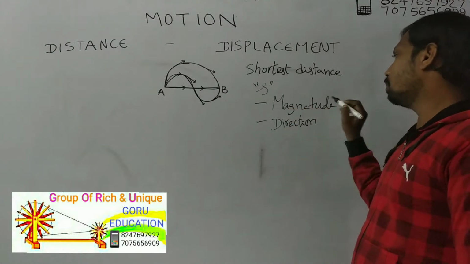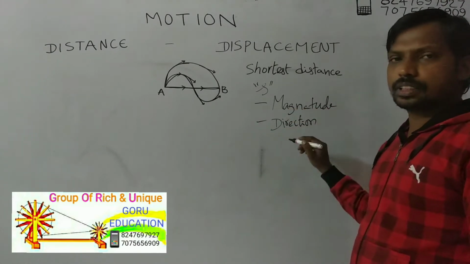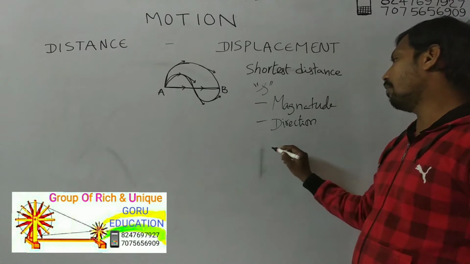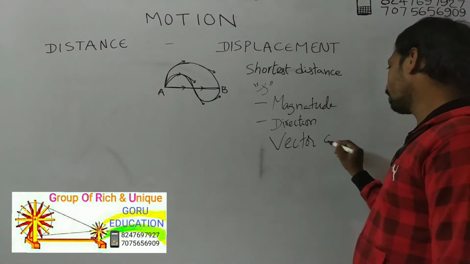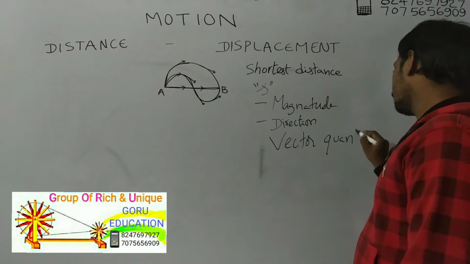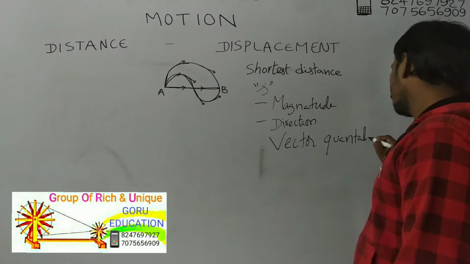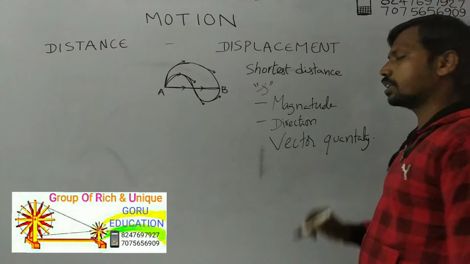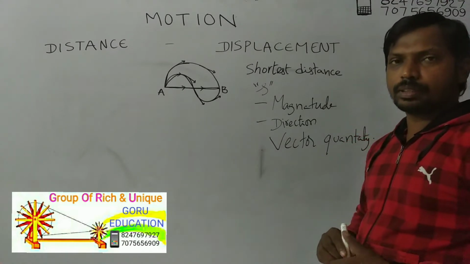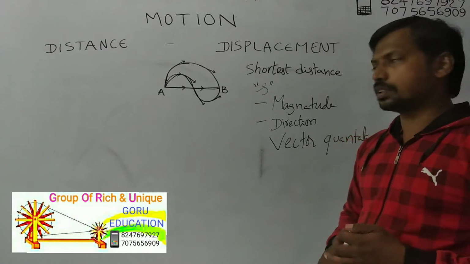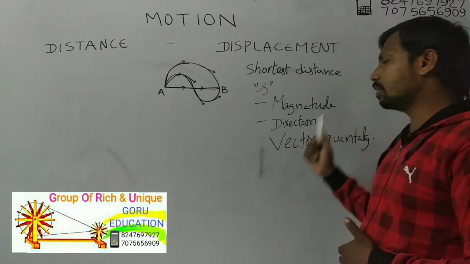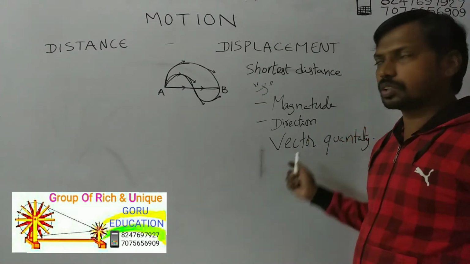So magnitude and direction, this type of quantity is called vector quantities. A vector quantity must contain direction and magnitude. So this type of quantity is called vector quantities.